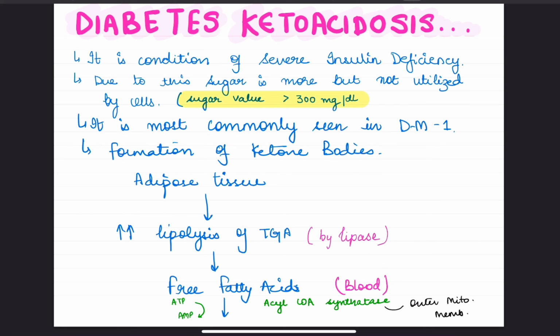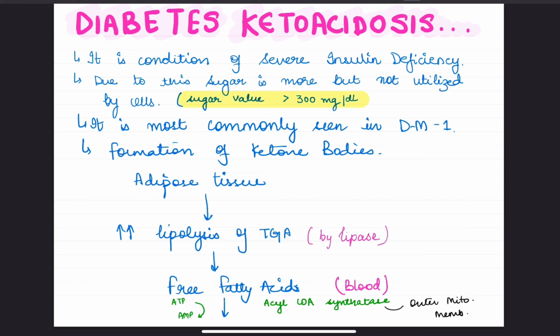How the ketone bodies are formed, let's see. As we all know, the cell requires glucose for its function, but in this condition there is a lot of sugar in the blood, but the cell is not able to take the glucose due to insulin deficiency. So what happens next? The adipose tissue comes into the picture, where there will be an increase in lipolysis, which causes the triglycerides to convert into free fatty acids.